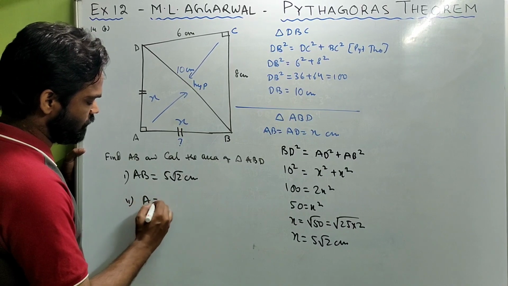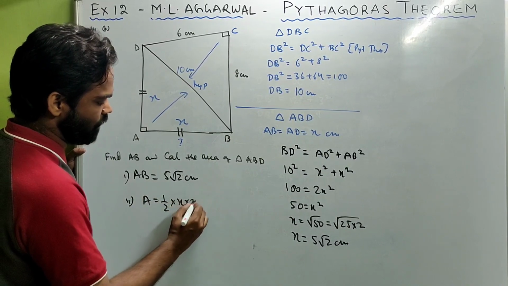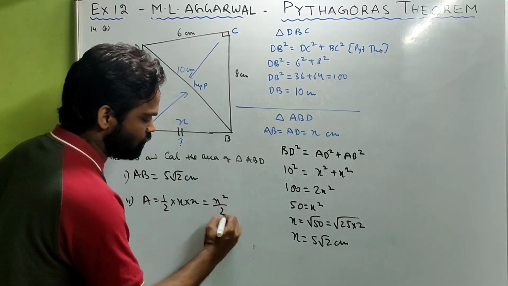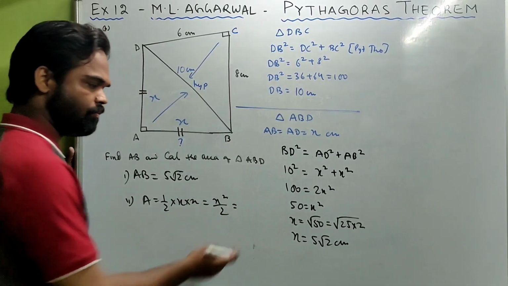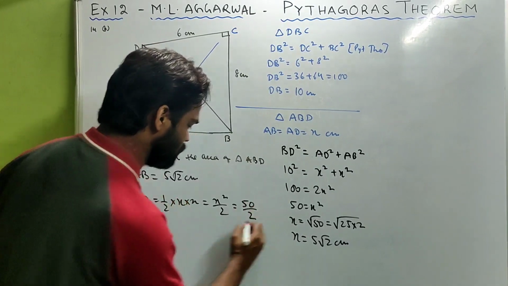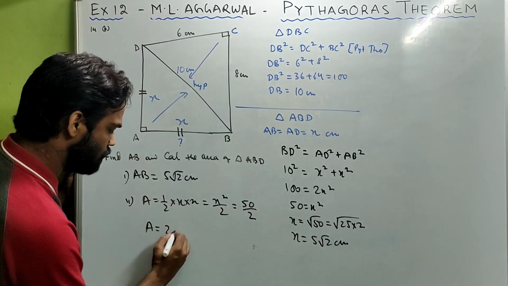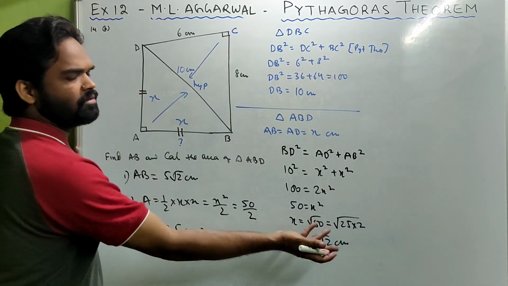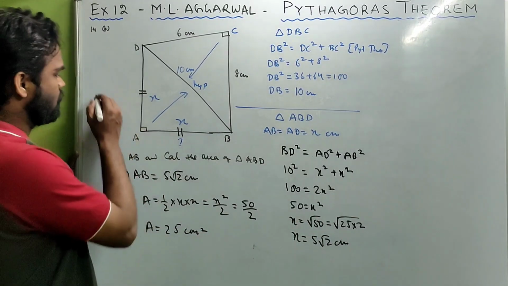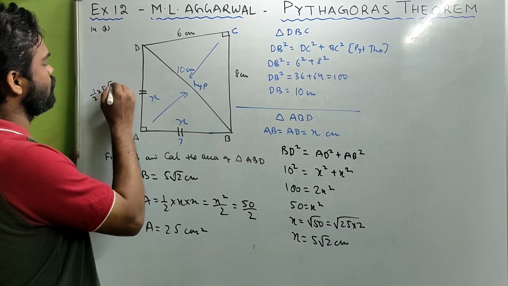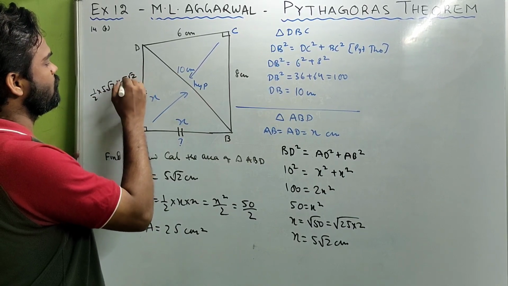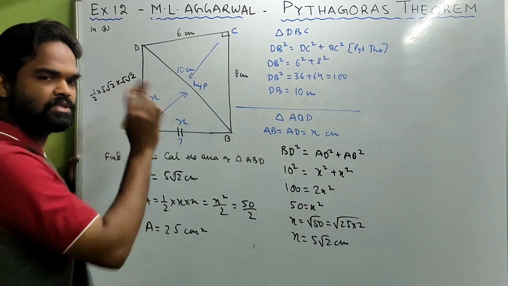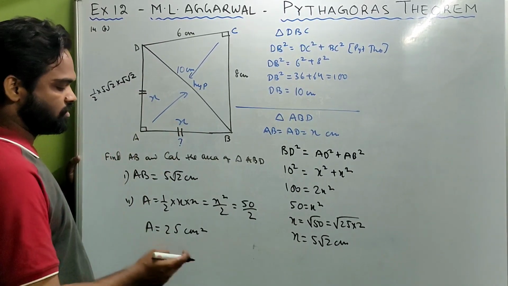Area. Area is half into base into height. Base is say x and height is also x. So that's x square by 2. X square we already know. That's 50. So 50 by 2. So area will be 25 centimeter square. Or you can say half into base into height, half into 5 root 2 into 5 root 2. Still the answer comes the same. Okay, because 5 5s are 25 and root 2 into root 2 is 2. So 50 by 2 is 25.